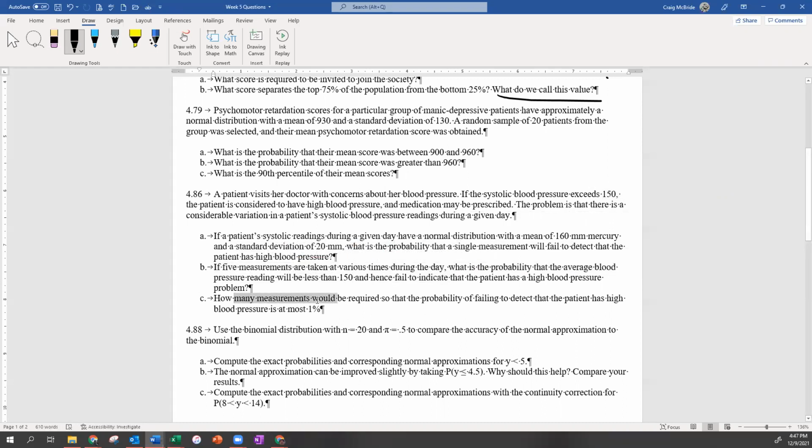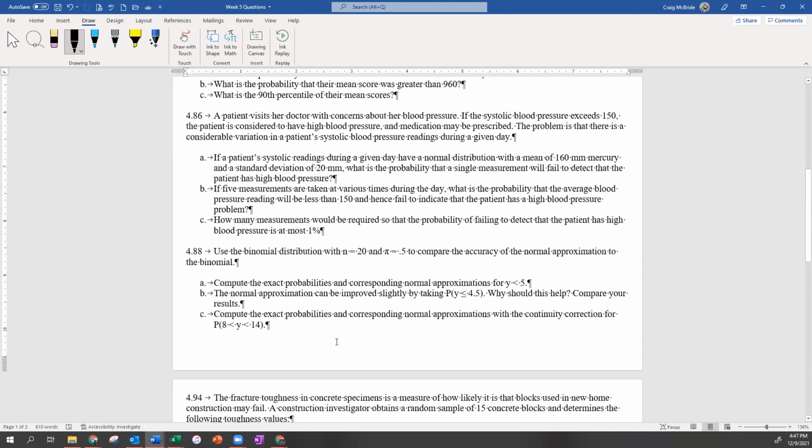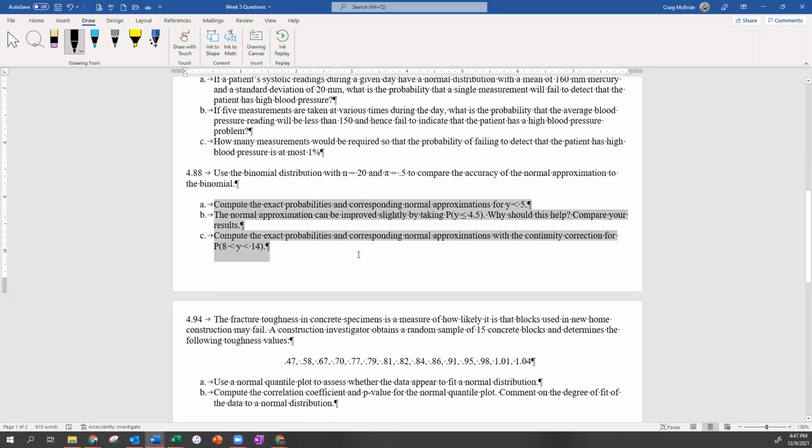Then the last one, how many measurements will be required so that the probability of failing to detect that a patient has high blood pressure is at most 1%? Well, now for this, we have to use the sample size formula, and solve for sample size, right? So basically we're solving for a z-score for sample size. So this one requires some algebra, because you have to use the sample size formula and work backwards with that. And then this one's pretty easy.